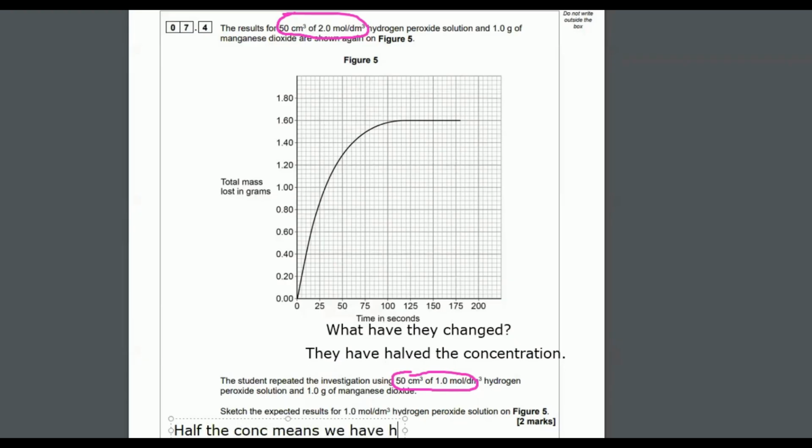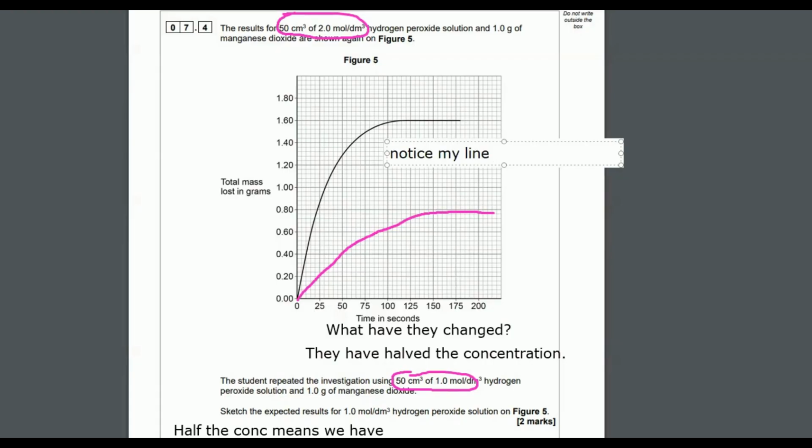If you halve the concentration, you halve the number of particles. And this means you're going to have half the amount of product produced, because you've only got half the amount of atoms or particles or molecules to react. So our line needs to finish roughly halfway. And as this goes up to 1.6 on the y-axis, ours needs to finish at 0.8. And that will get us 1 mark.